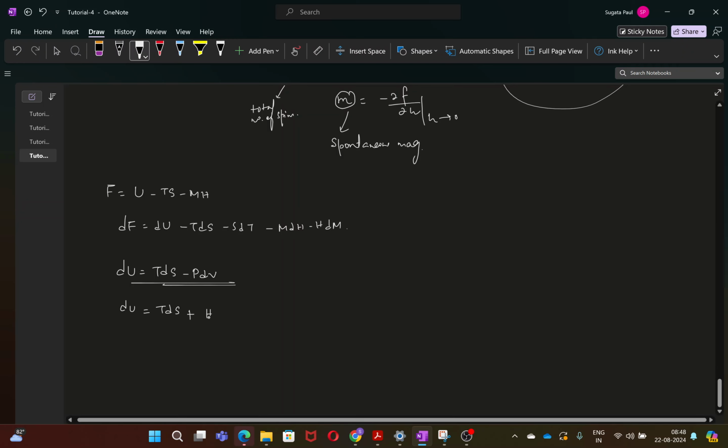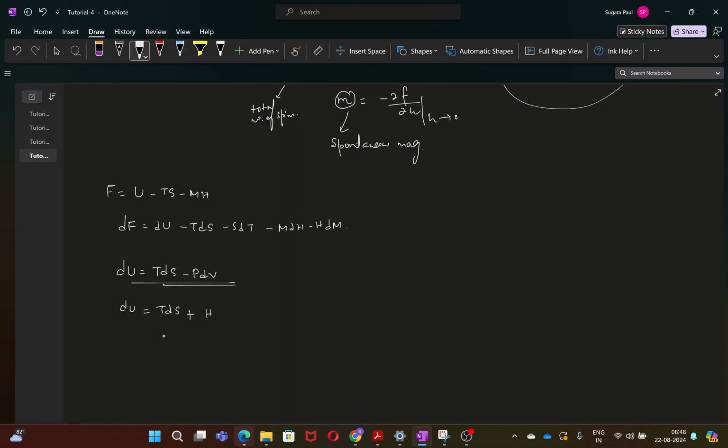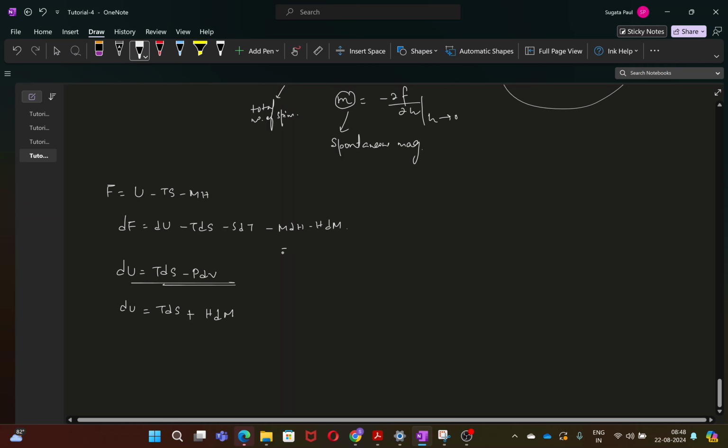This is basically known from any thermal physics or thermodynamics idea. You can look at any book to see how this formula comes about. But this is TdS plus HdM, so substitute it here. So this is TdS plus HdM minus TdS minus SdT minus MdH minus HdM. So this cancels out and you get dF equal to minus SdT minus MdH. Right? Okay.